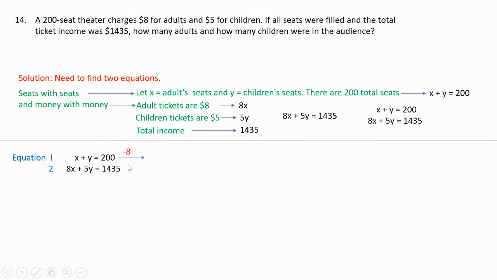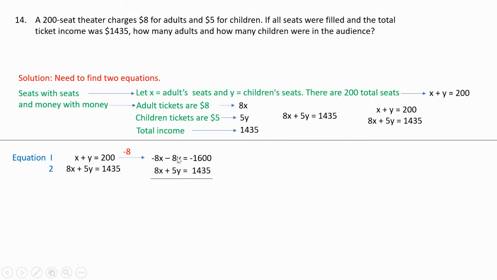But in math, you need to apply rules. The rule is you can multiply the same number for both sides of the equation. So in other words, I need to multiply -8 times every term. So -8 times x will give us -8x. -8 times y will give us -8y. -8 times 200 will give us -1600. And equation 2 stays how it is.